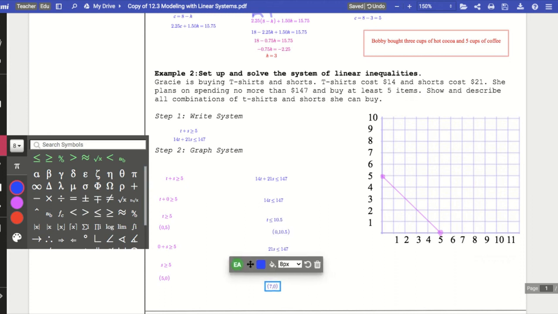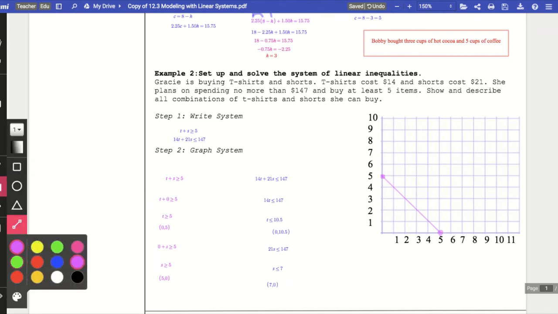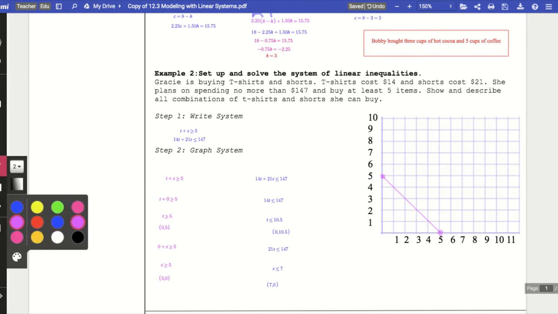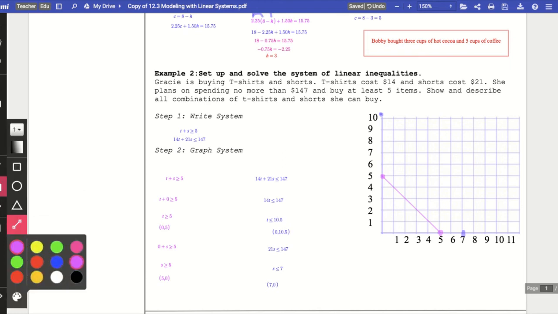Okay, so now I have something to graph for my blue equation. Going to my drawing tool, this time we're choosing blue. My t-intercept is at 0, 10.5, which is going to be right there. And my s-intercept is going to be at 7. Then I'm going to draw, again, a straight line, because there's a line underneath that inequality, to connect my dots.